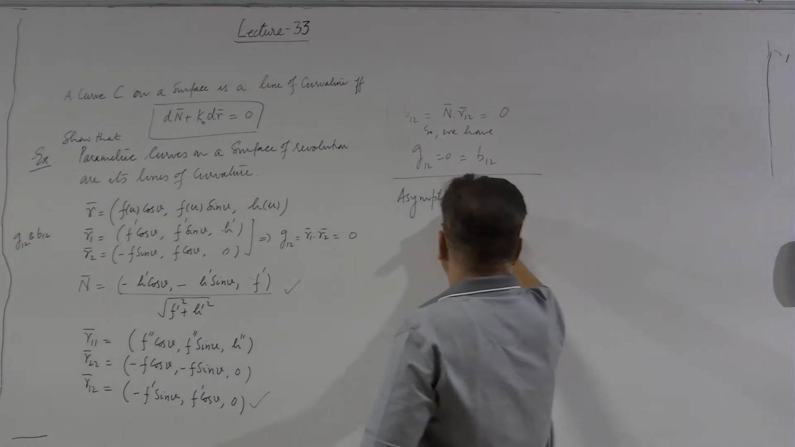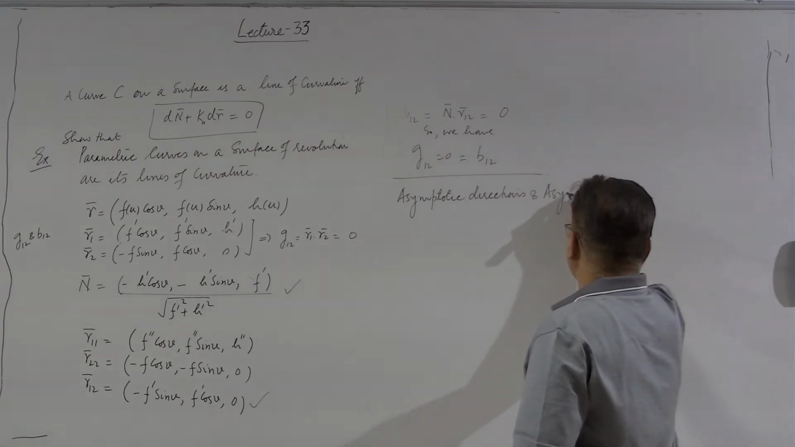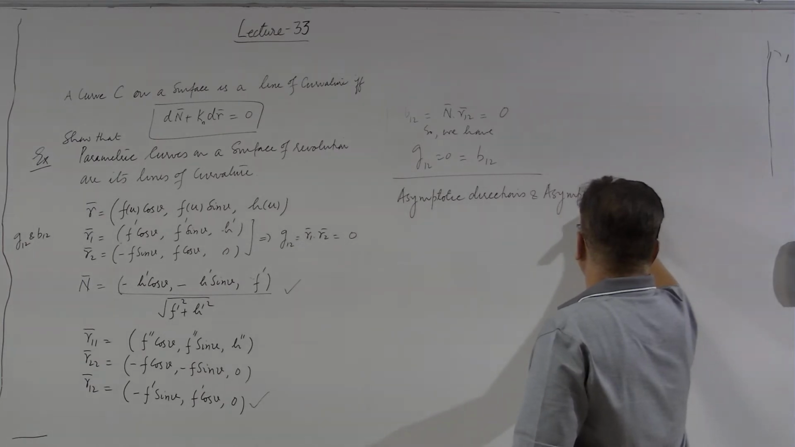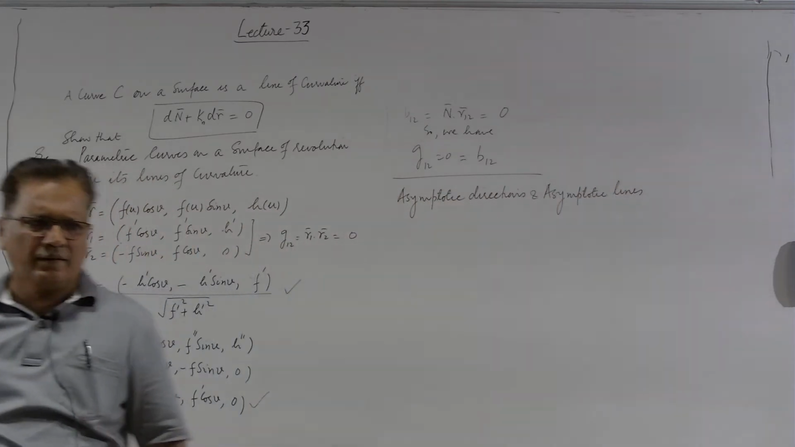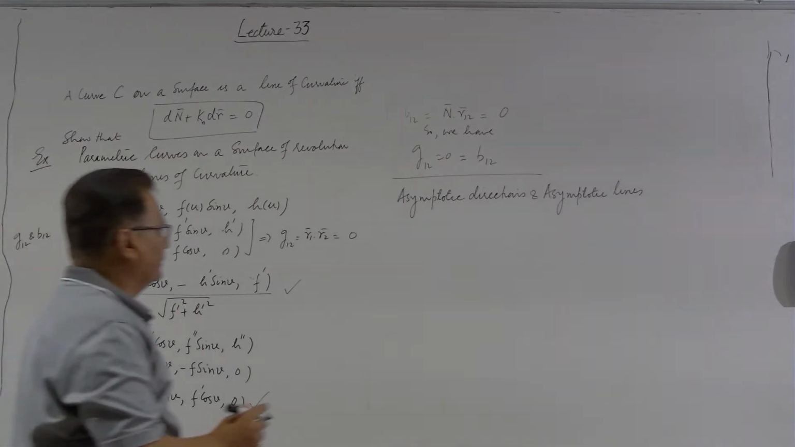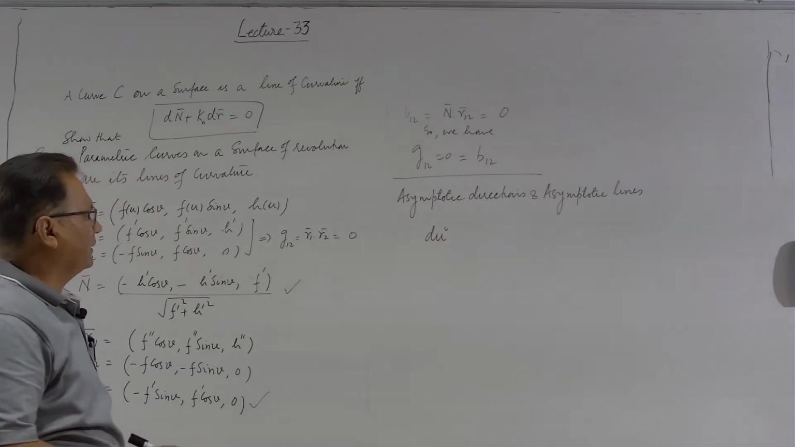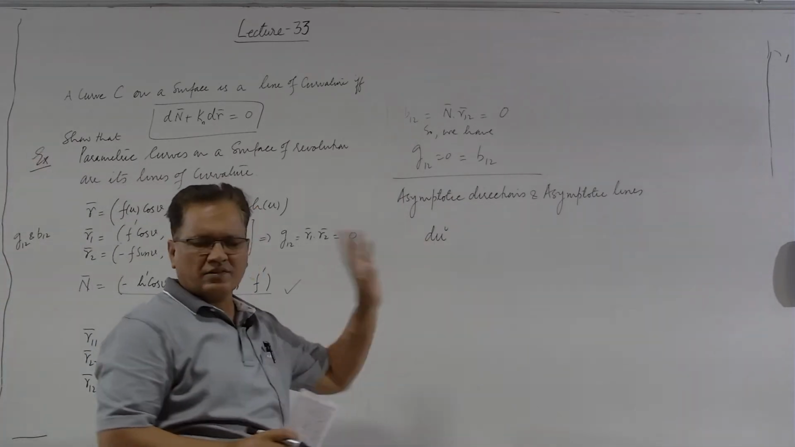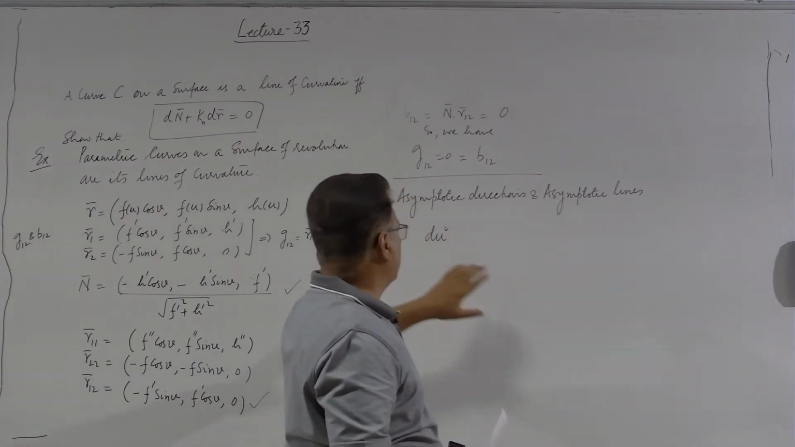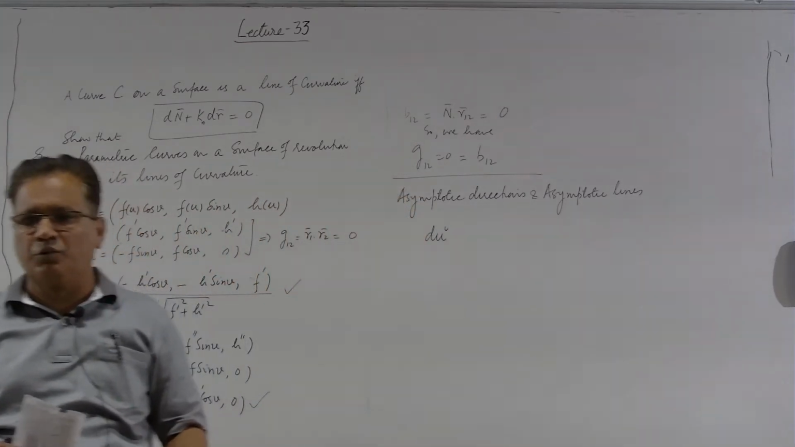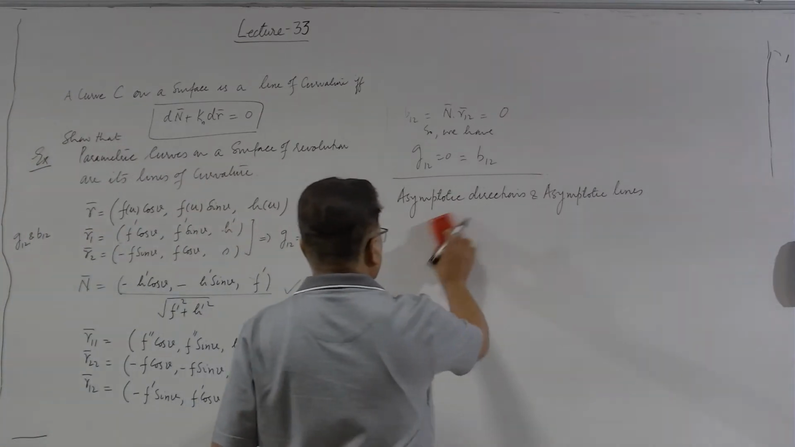Asymptotic directions and asymptotic curves, asymptotic lines rather. Asymptotic directions are the directions du^i such that the second fundamental form along this is 0, and a curve whose tangent at every point is along the asymptotic direction, we call it an asymptotic line. Okay. So, this is the definition which I stated in my last lecture.